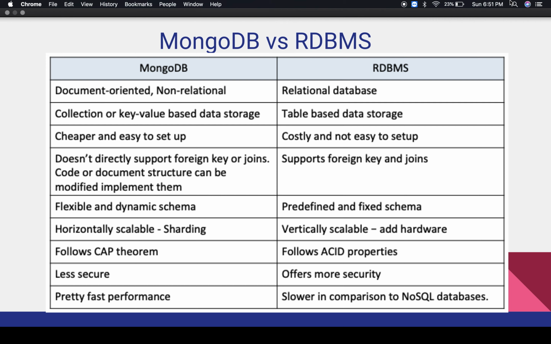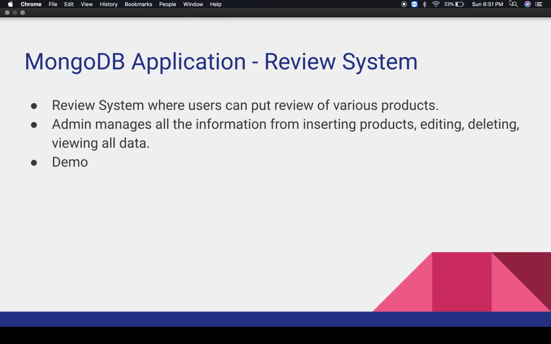This table shows the basic differences between MongoDB and RDBMS. Moving on to the MongoDB application, we have implemented a review system. The review system in the real world is a part of an e-commerce website where the user can buy various products. We have two types of users in our system. One being the users that can buy the products and give reviews, and the other is the admin, which basically does all the content management. Let's take a look at the demo to get a better understanding.